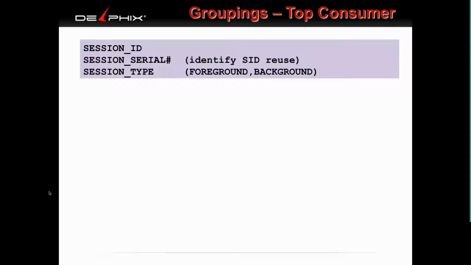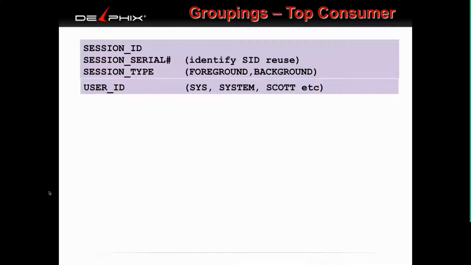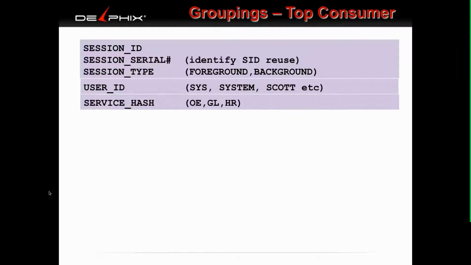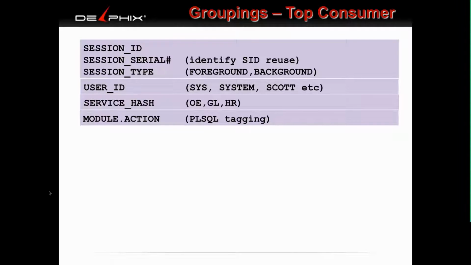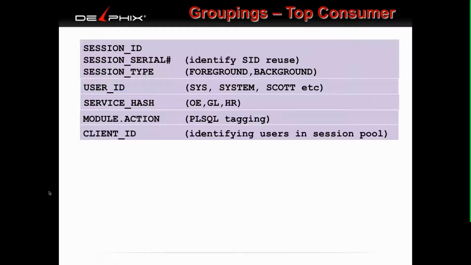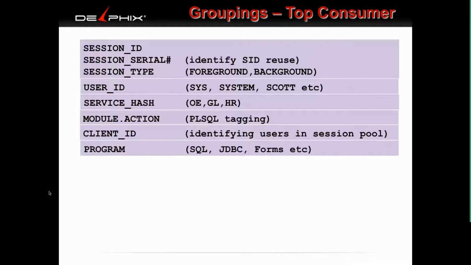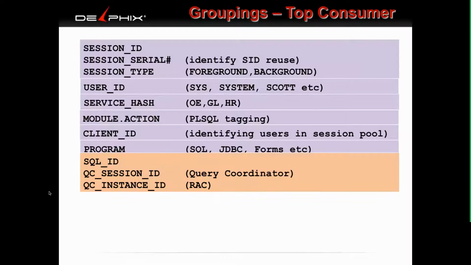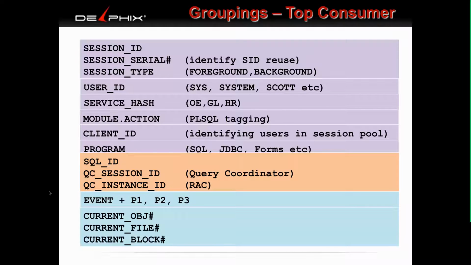And then as far as grouping, we can look at ASH and group our analysis in a number of different ways. We can look for sessions. We have ways to identify sessions, users, services, module and action if you tag the field, SQL, client ID if you use session pools, the program, the SQL. If you're using parallel query, the query session, query pointer. You can look at wait events, group by wait events.